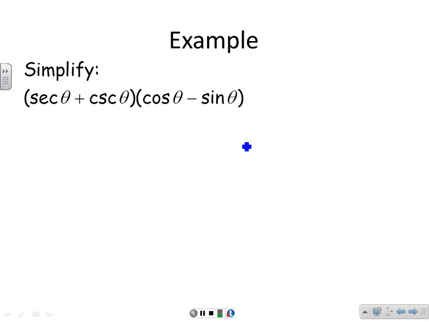Okay, so this is our full method again. If I do the full method, secant times cosine, those are reciprocals, so that's going to give you 1. When you multiply reciprocals, that's going to give you 1. So we have secant theta times cosine theta is going to be 1. And then secant theta times negative sine theta is negative sine theta secant theta.